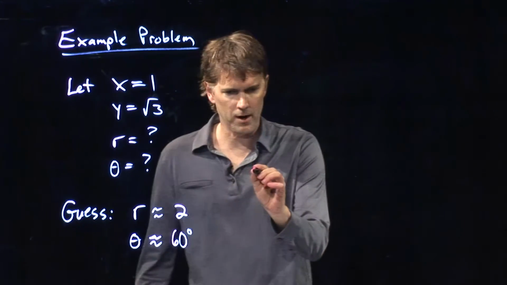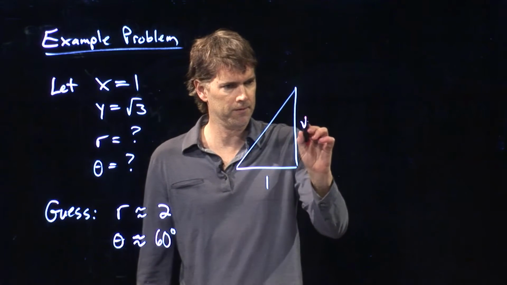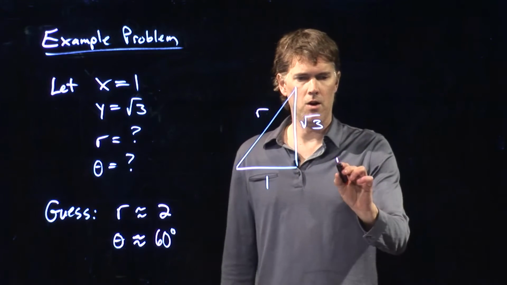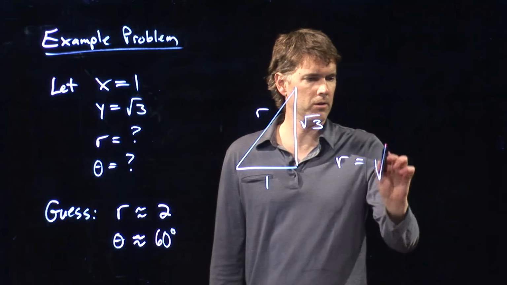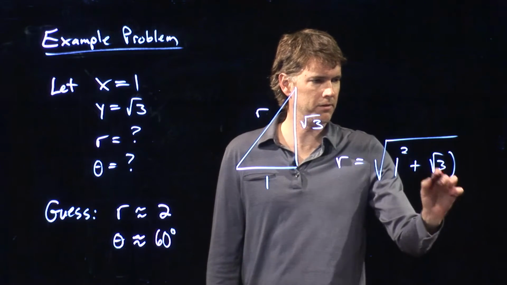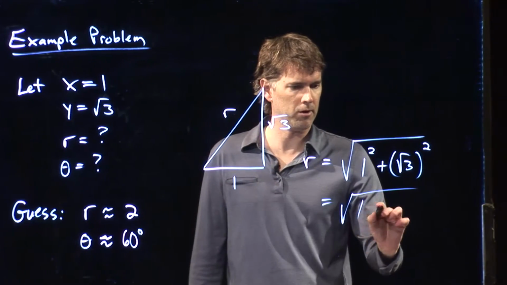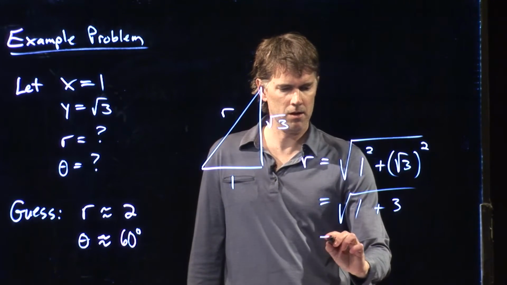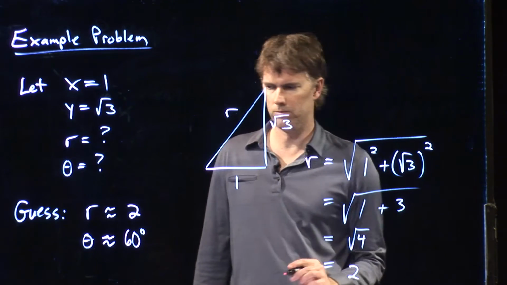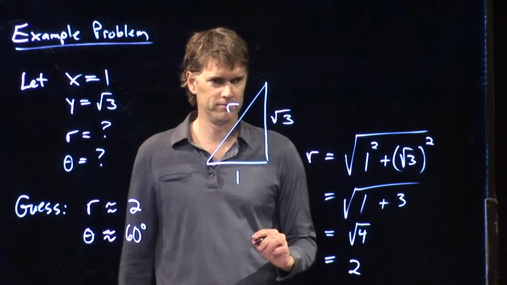So let's redraw the triangle a little bit bigger, and let's see if we can figure out what r is. R is, of course, just the square root of the x component squared plus the y component squared, which is the square root of 1 plus 3, which is the square root of 4, which is 2. All right, your guess was right on the money.